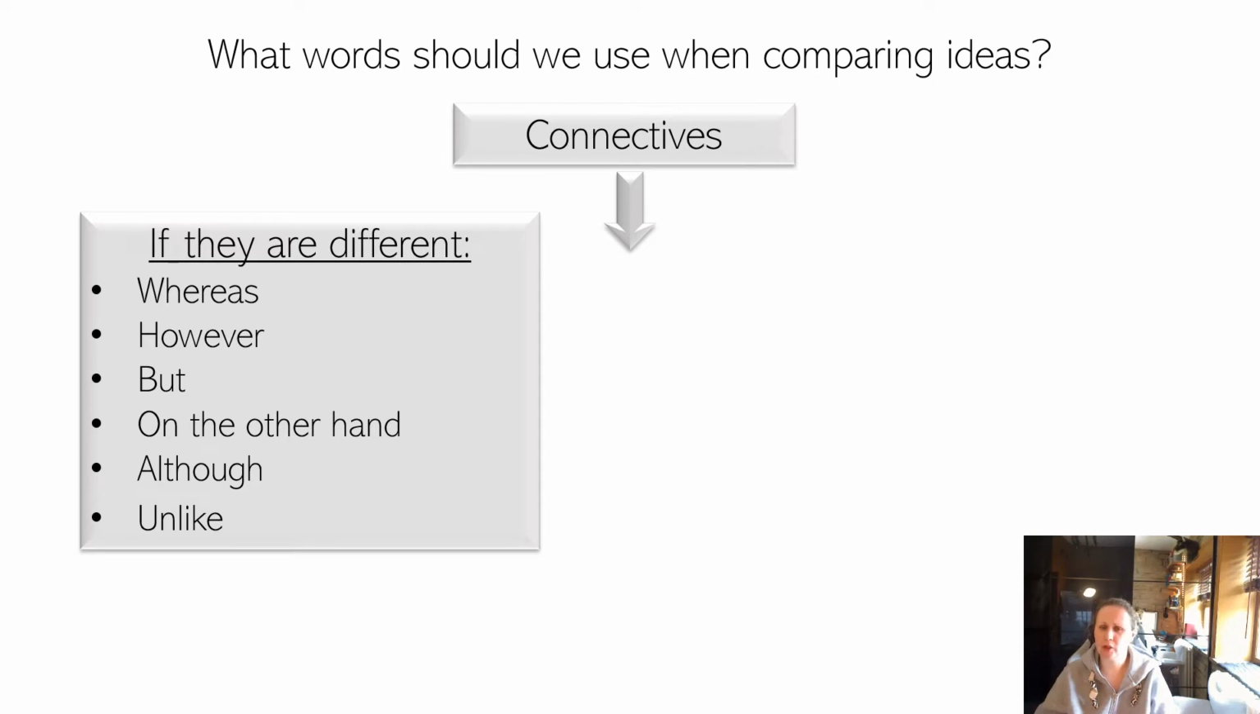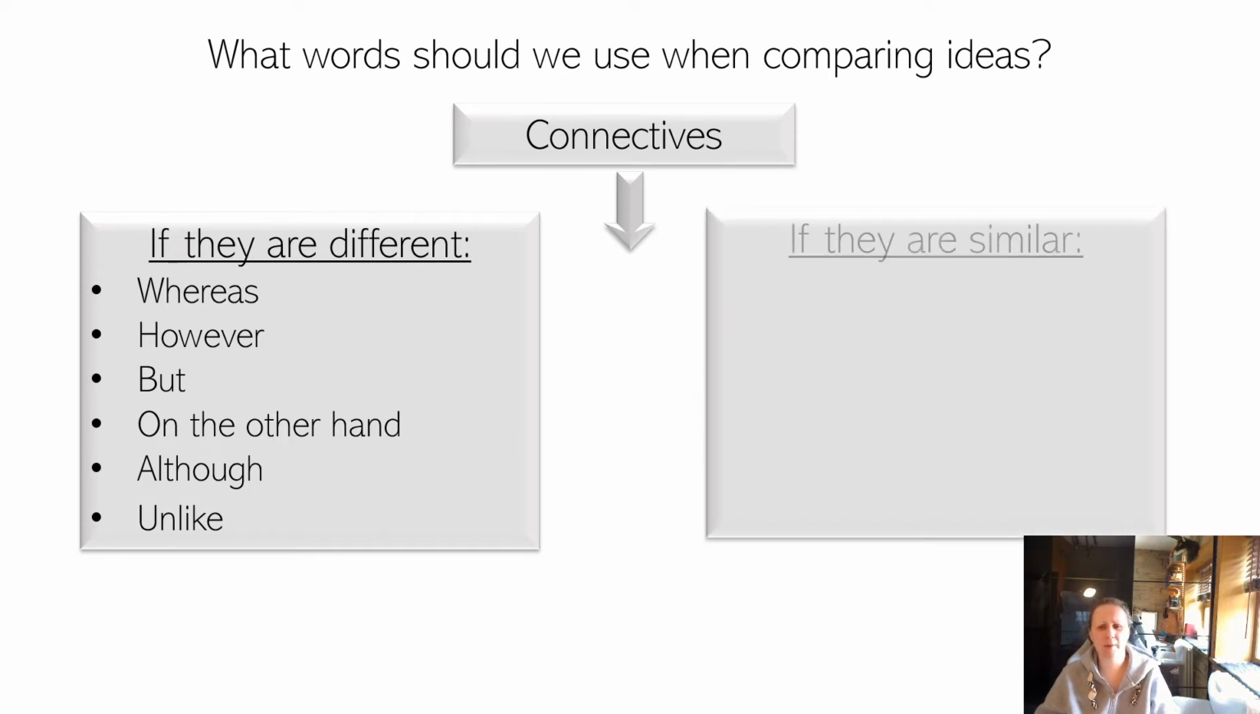Right, so if we're looking at some things that are similar, so we're comparing two things that aren't that different, what sort of connectives are we going to use? If you're thinking, oh, I don't want a prompt, I want to go for it, pause the video now. If you want a little prompt, my first one is coming up in 3, 2, 1. Similarly. Easy to say. Okay, pause the video and see how many more you can get.